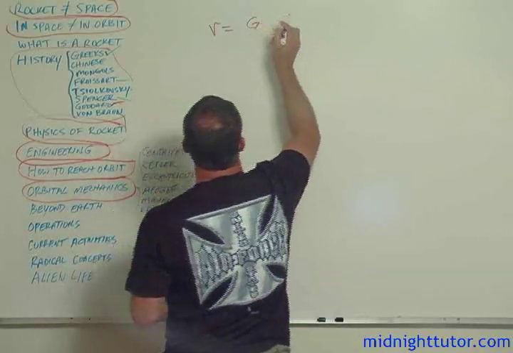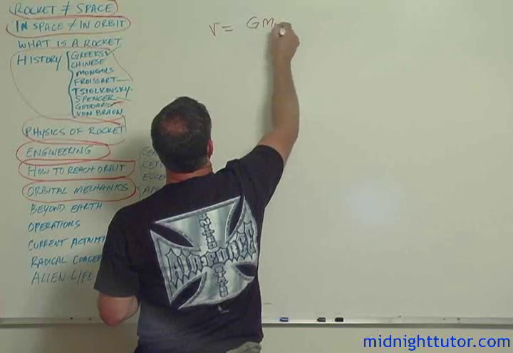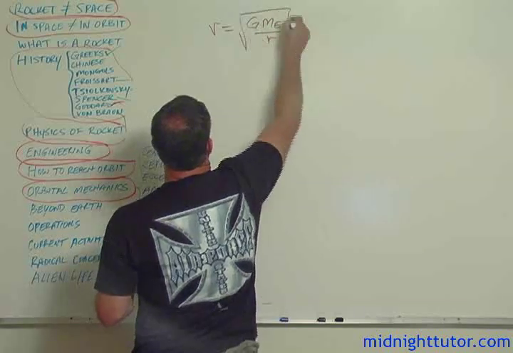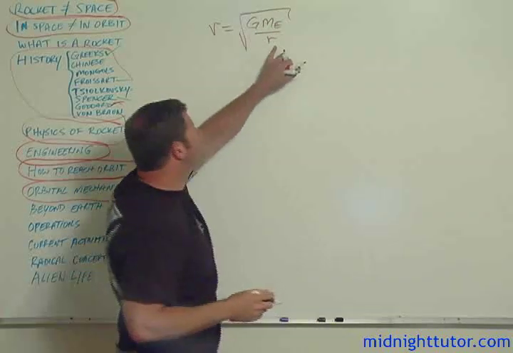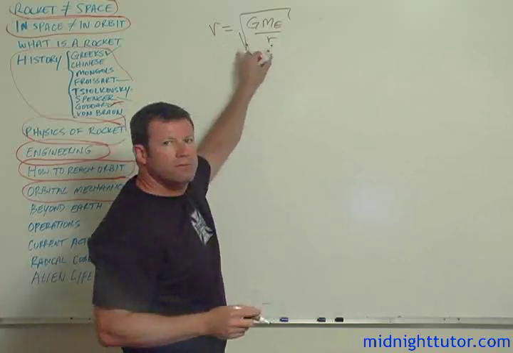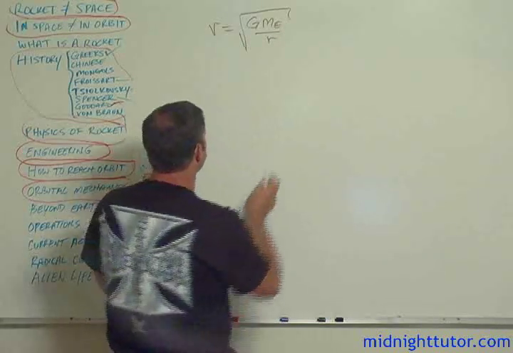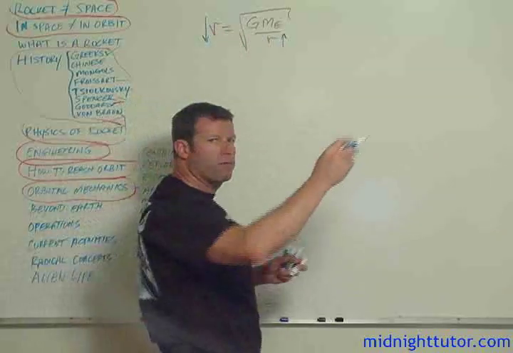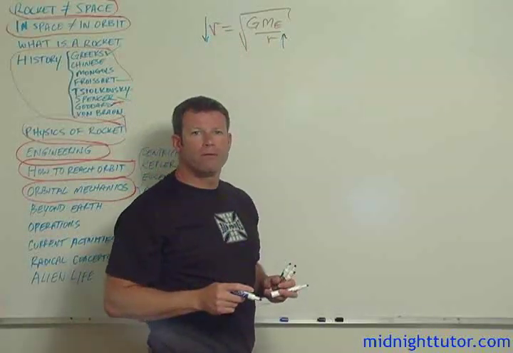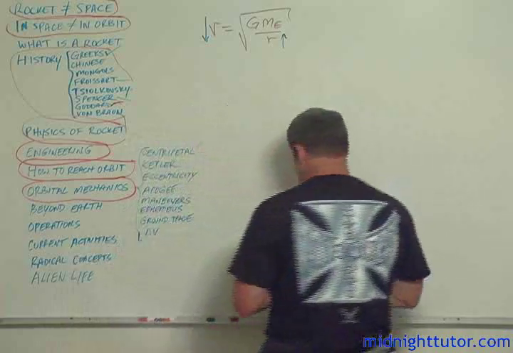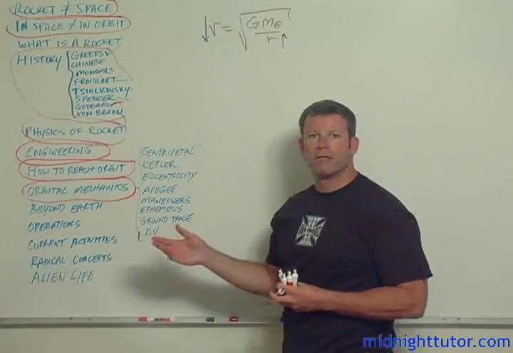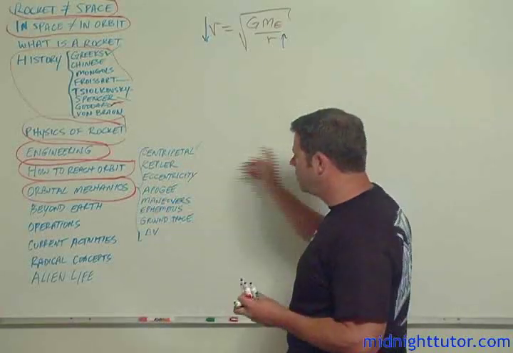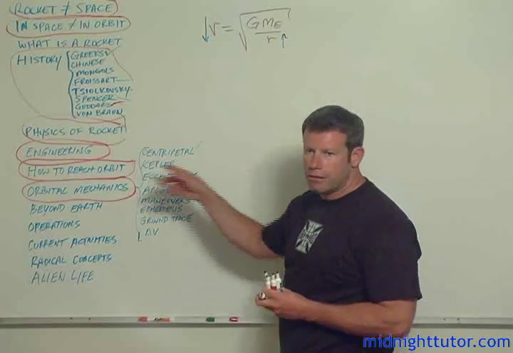V equals the square root of G M_E over R. So notice as R gets bigger, speed goes down, right? So as R goes up, V is going to go down. So the further you are away, the slower you're going to go. That also is somewhat consistent with the elliptical orbits and the Kepler law.